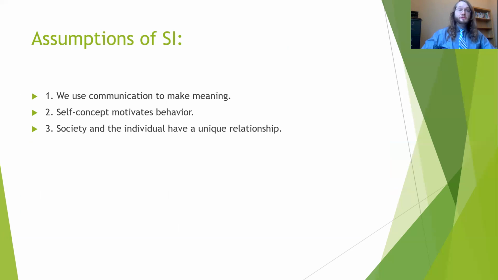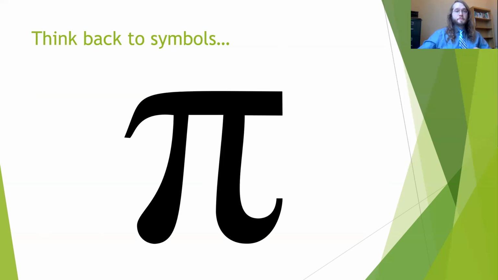SI assumes that we use communication to make meaning, that communication is the process of building meaning and understanding among different people. That self-concept, the beliefs that we have about who we are as human beings, motivate the actions that we do, and that we as people have a unique relationship to the society, the culture, and the networks that we find ourselves a part of.